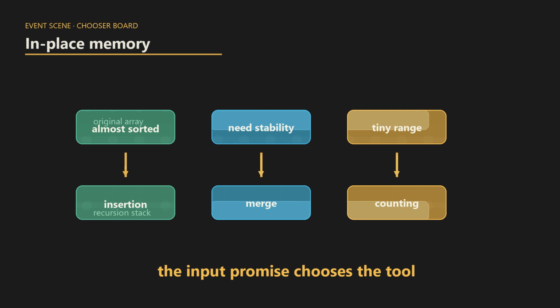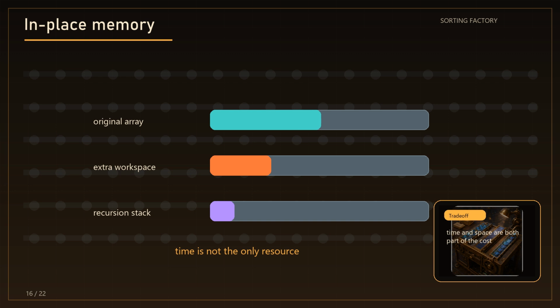Another question is memory. An in-place algorithm rearranges items mostly inside the original array. That can matter when data is huge. Merge sort often uses extra space. Heapsort uses very little extra space. Quicksort is usually in place apart from recursion stack space, which is expected O of log n with good pivots, but can become O of n without guardrails.